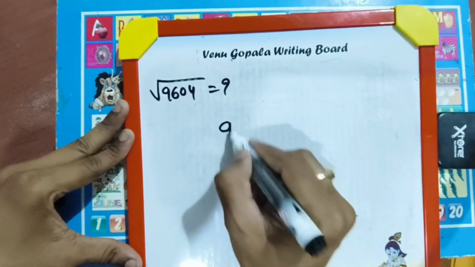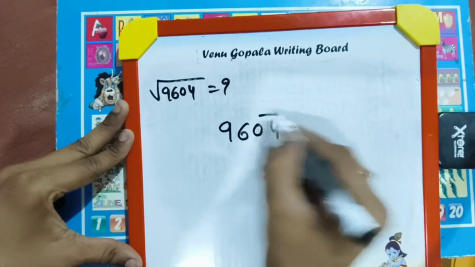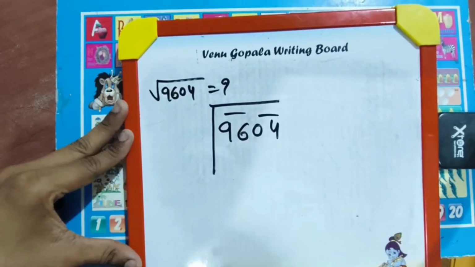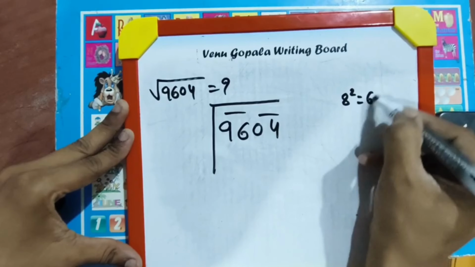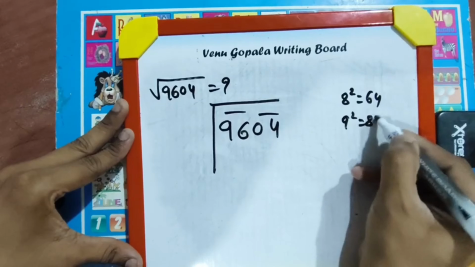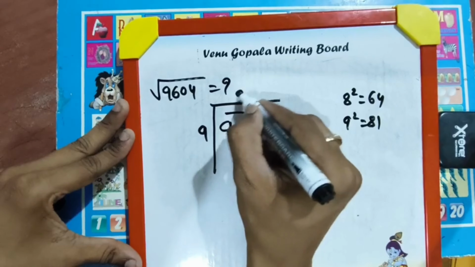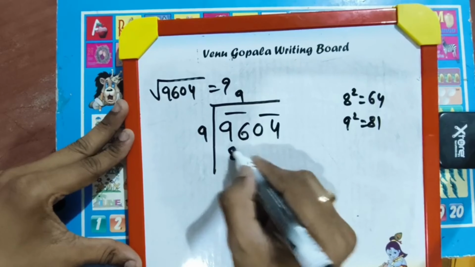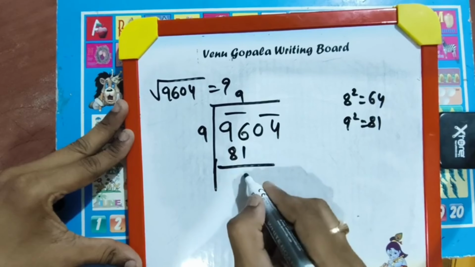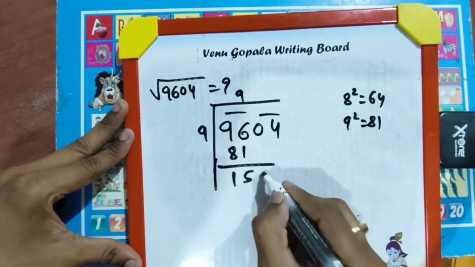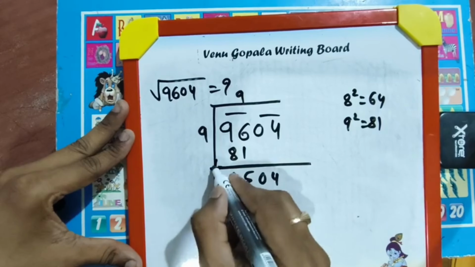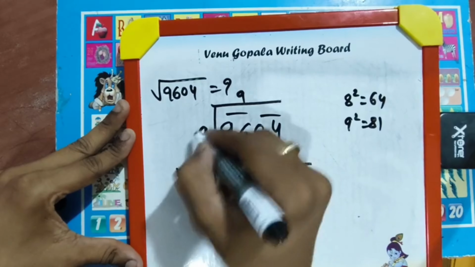Find the square root of 9604. 9604. Make a 2 digit number. 96. 8 square is 64. 9 square is 81. 10 square is 100. I'll take 9 square. 9 9s are 81. 6 minus 1, 5. 9 minus 8, 1. 0, 4. 9 plus 9, 18.